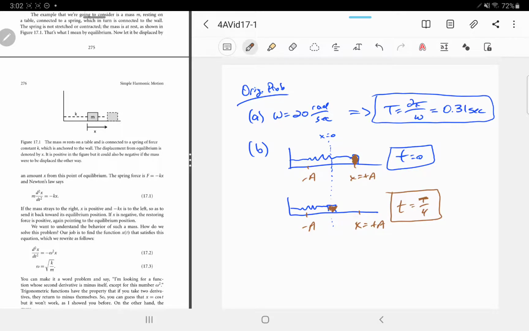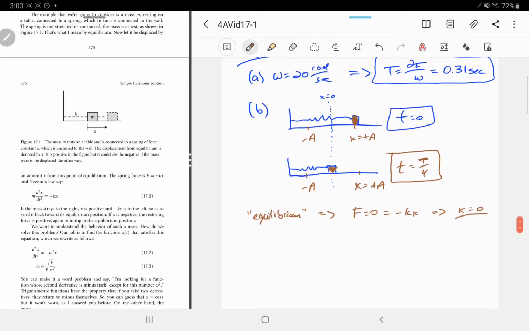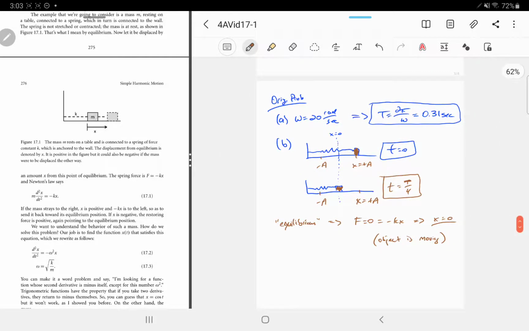So keep in mind, the word equilibrium doesn't mean the object's at rest. The main way to get confused with part B is that equilibrium means no net force. And from Hooke's law, if F equals minus kx, that means x equals 0. And if x equals 0, there's no potential energy, but all the energy is kinetic, so the object is still moving. So this is just another warning that equilibrium means no net force, but the object can move.